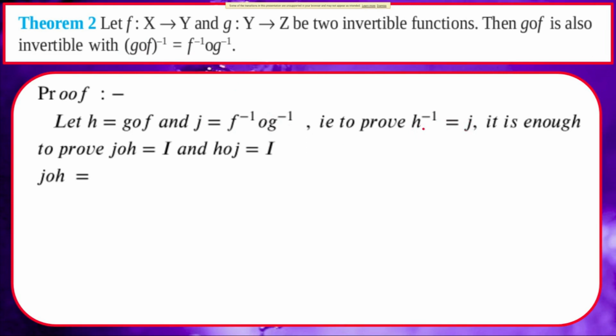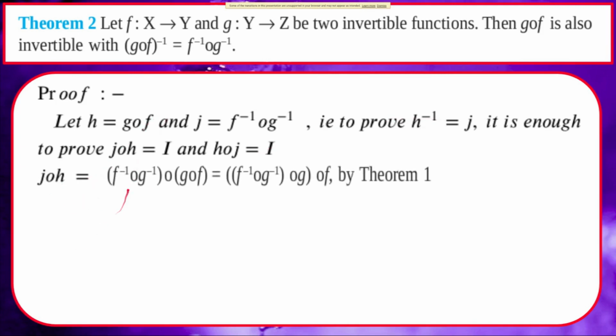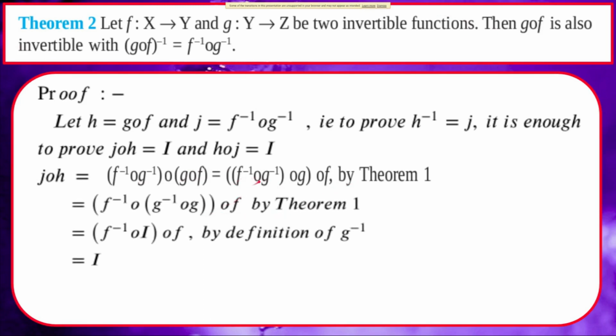It is enough to prove j composition h equal to identity function and h composition j is equal to identity function. Okay, then j composition h, see j is f inverse composition g inverse, composition g composition f, equal to f inverse composition (g inverse composition g) composition f. This is by theorem 1, associative. Then again that is equal to f inverse composition g inverse composition g composition f, also by using associativity.